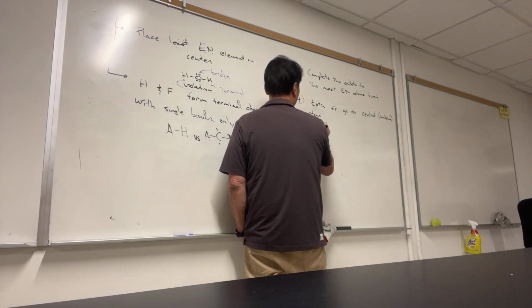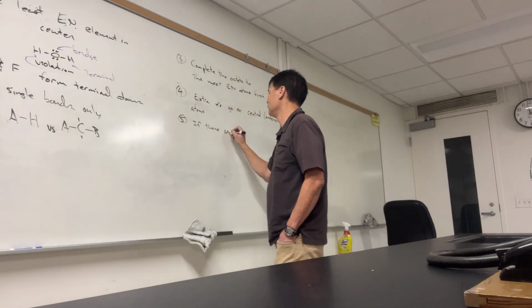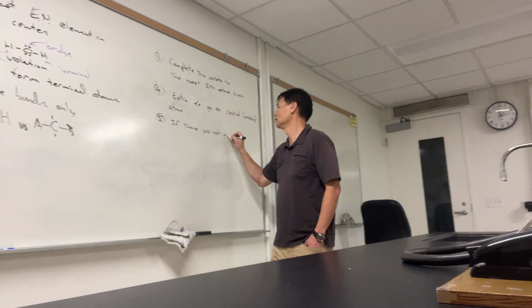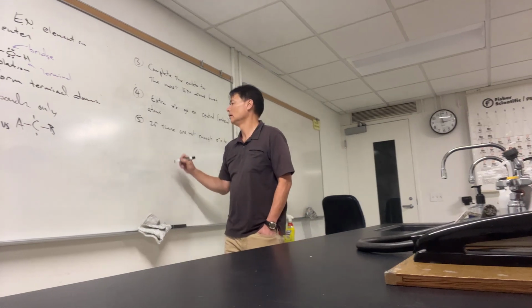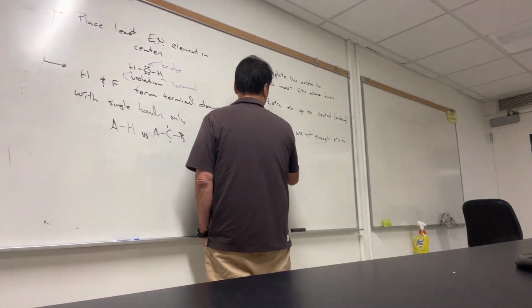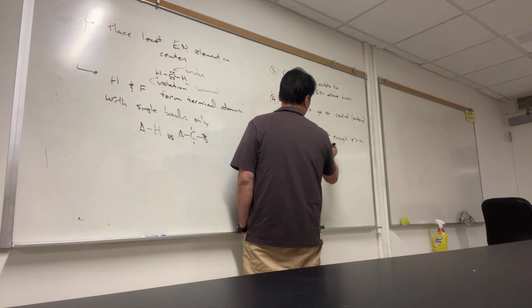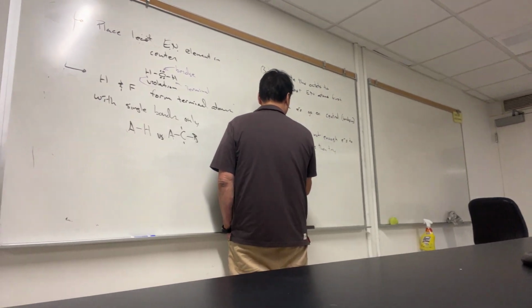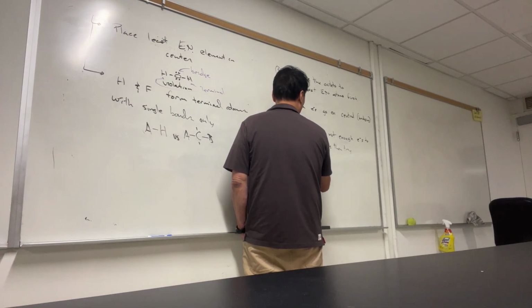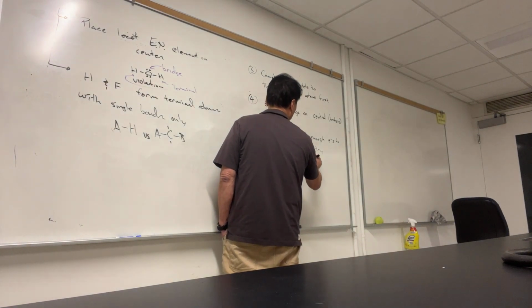Five, if there are not enough electrons to complete the octet, then try double or triple bonding atoms.